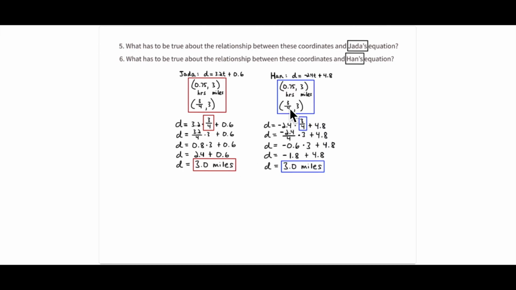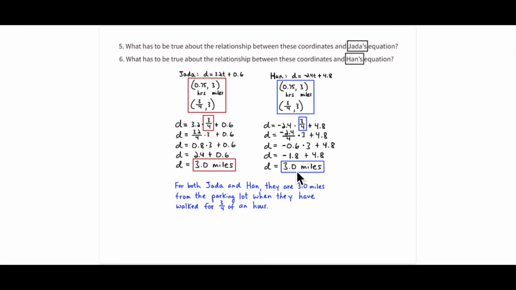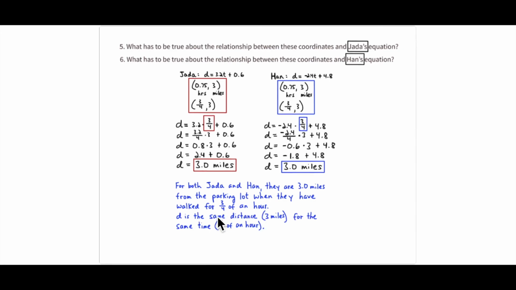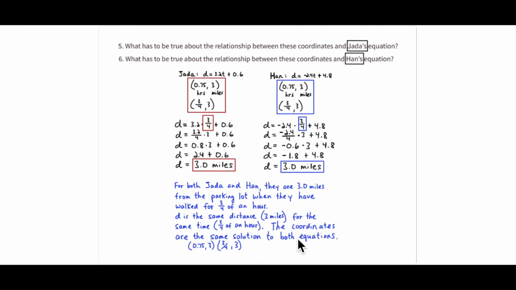Likewise, if you use that 3/4 of an hour in Han's equation, you are also going to calculate a distance of 3 miles. 24 divided by 4 is 6, 3 times 6 is 18. This is going to be a negative 1 8/10, plus the 4 8/10 calculates to 3 miles. So they are 3 miles from the parking lot when they have walked for 3/4 of an hour, both of them at the same time. So they're the same distance, 3 miles from the parking lot for the same time, 3/4 of an hour. So the coordinates are the same solution to both equations, 3/4 of an hour written either way, and 3 miles. It's the same distance, the same time, the same solution.